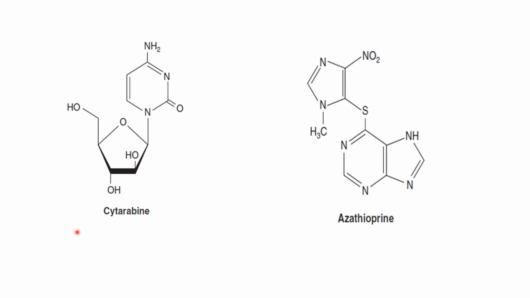This is the structure of cytarabine. Here it is the same cytosine residue as the nitrogen base, but the difference is in the sugar. Instead of the ribose sugar that contains the hydroxyl group, the arabinose is used. Similarly, in the structure of azathioprine, the nitrogen base is linked through this thio bond. So this is used during organ transplantation.